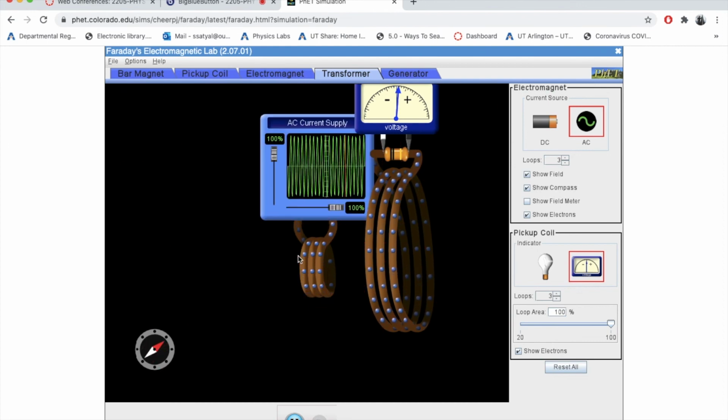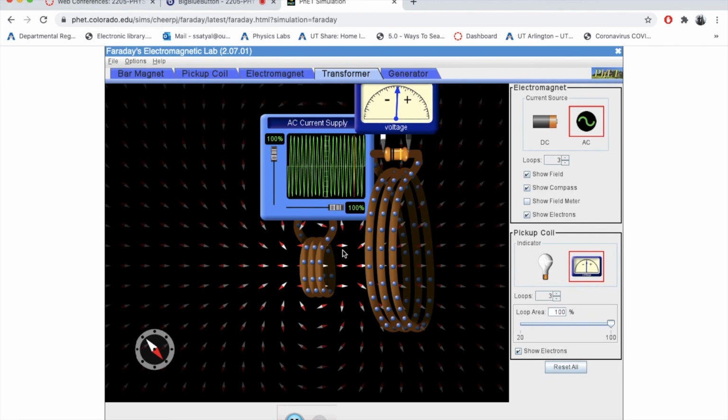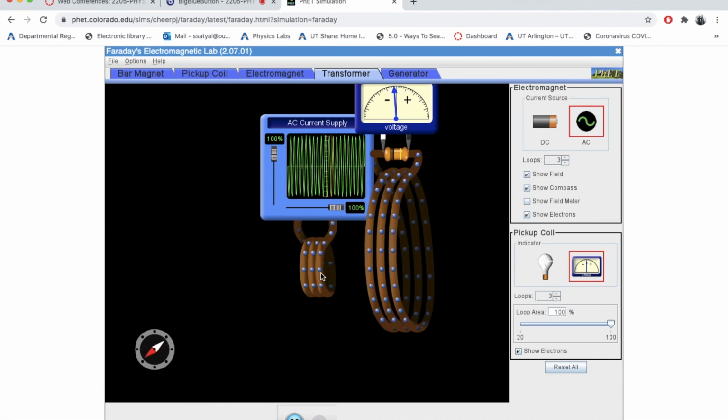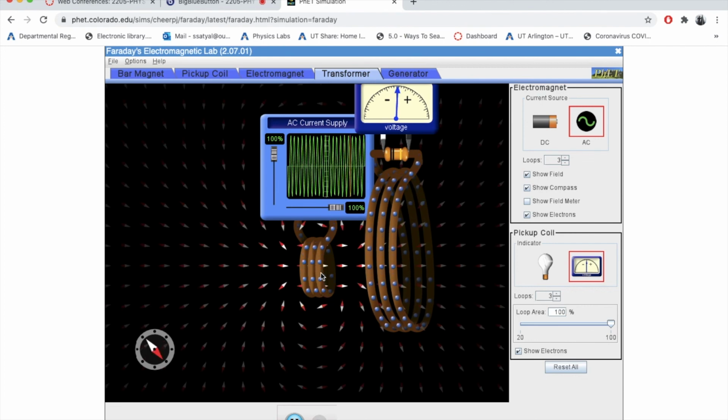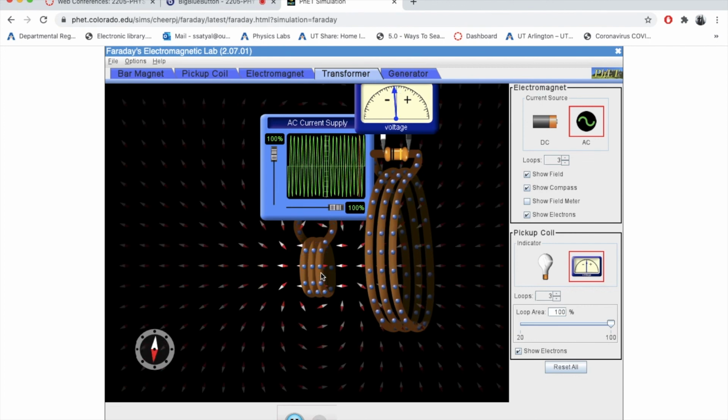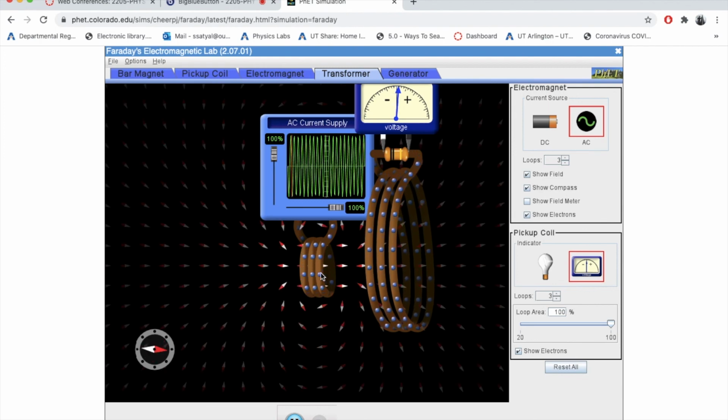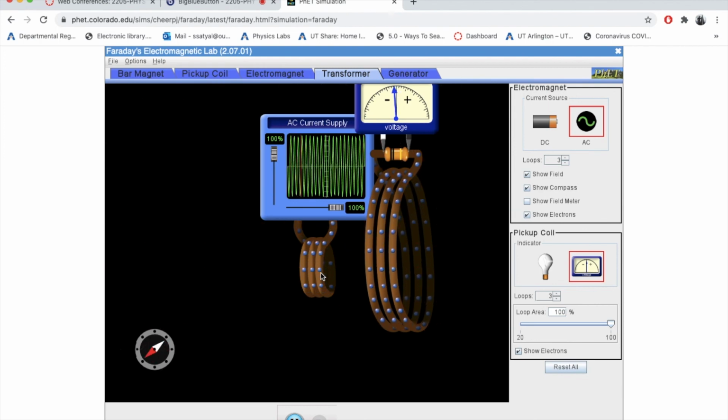In transformers, the N plays a big role, the number of loops. So here, I have 3 turns each, and if this one produces 120 volts, as in our wall voltage, our phone chargers are about 10 volts. So when you connect your phone charger, it's reading 120 volts, but its output is 12 volts because your phone can only handle a maximum of 10, 12 volts.